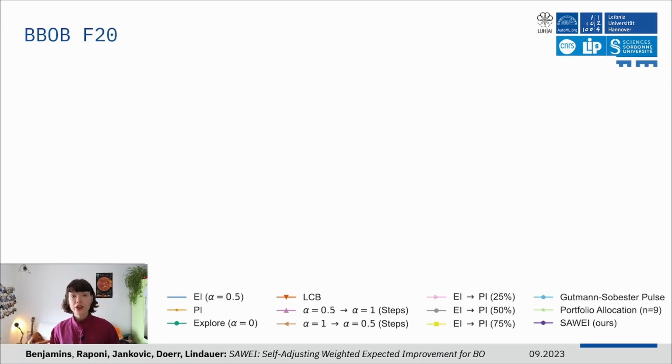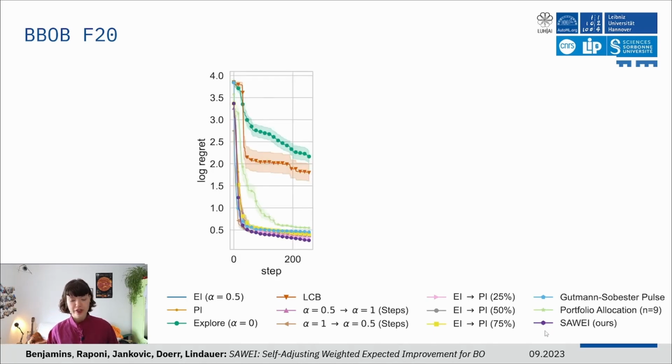So let's check out our BBOB function 20 again, how our baselines and our method work. SAWEI is indicated by this dark purple line with this marker, and we have all the baselines. Let's first check the log regrets. SAWEI performs quite well, and also the switching schedules and the linear decrease perform quite well.